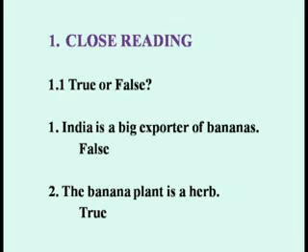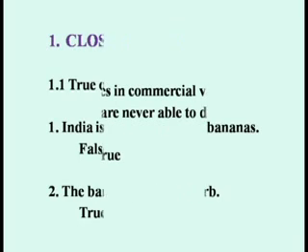Let's try question number 2. The question is, the banana plant is a herb. In the text, you will find the sentence, however, the banana plant is not a tree, but a herb, which means that it does not have a trunk or root. Both sentences give you the same information. That's why the given statement is true.